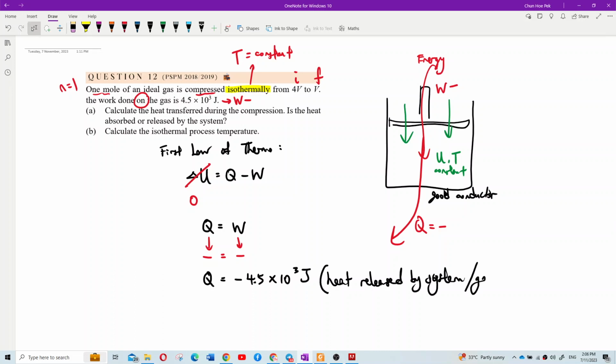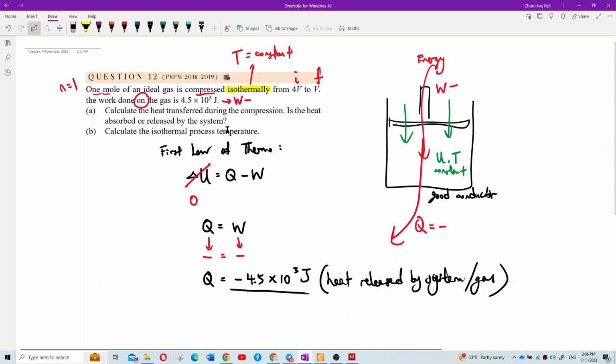Heat released by system, or heat released by gas. The system here refers to the gas. Heat released by system, heat released by gas. If Q is positive, then heat is absorbed.